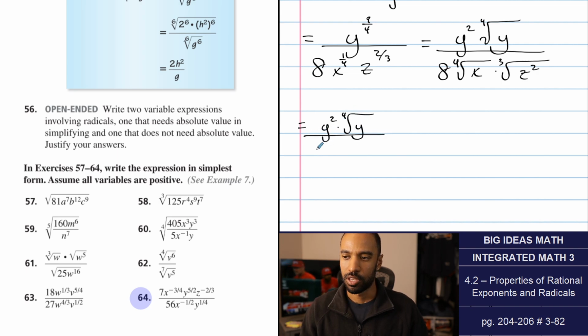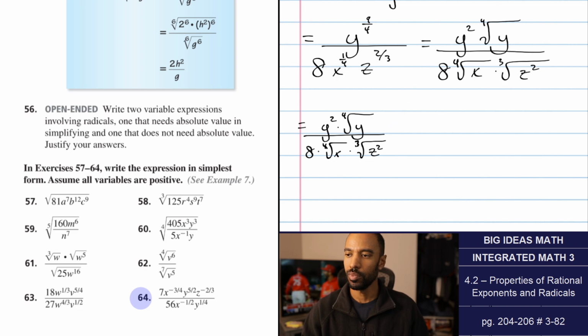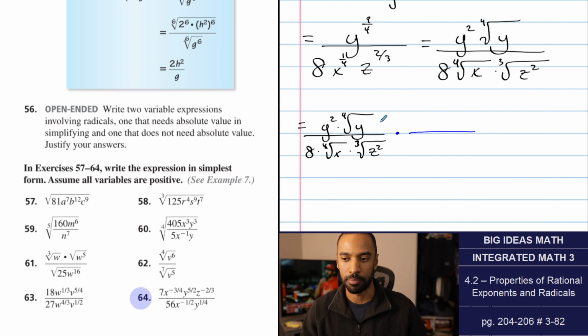And on bottom, I still have this, obviously right here, but I need to work out rationalizing this denominator. 8 times fourth root of x times the cube root of z squared. There are 2 things I have to take care of. I have to take care of the x and the z. So we'll do them at the same time. There's no problem with that, but there will be a problem with respect to not having them have the same radical. We still have to deal with that as well.